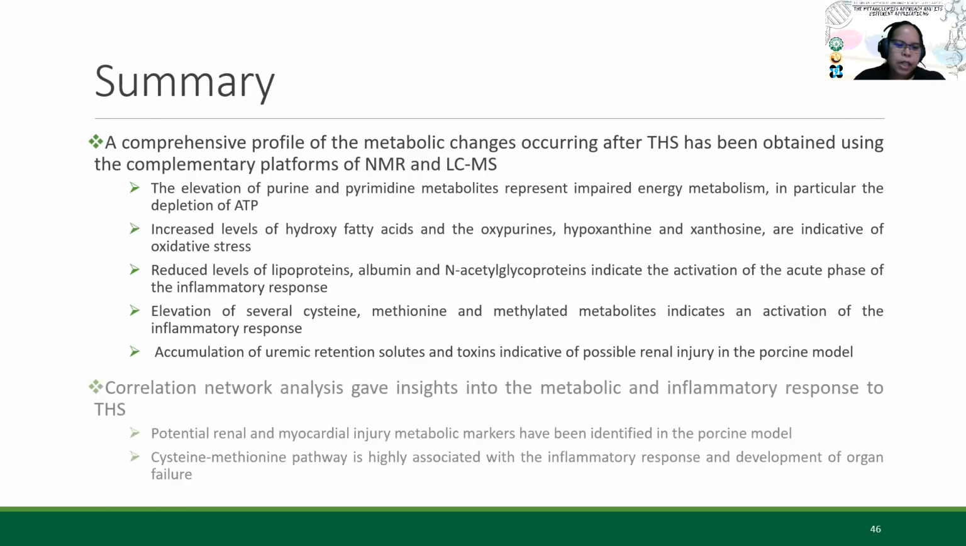We have also identified the accumulation of uremic retention solutes and toxins that is indicative of possible renal injury. Subsequently, we also used correlation network analysis to gain more insights into the metabolic and inflammatory response to trauma hemorrhagic shock. And from here, we were able to identify potential renal and myocardial injury metabolic markers of this porcine model. And subsequently, we also see the association of your cysteine methionine pathway with the inflammatory response and possible development of organ failure.